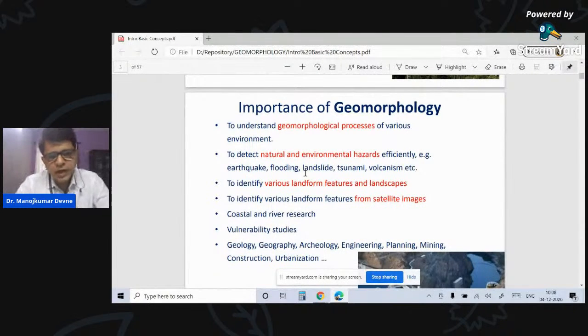I have various landform features and landscape. This is visual eye landscape. But many a time, what you see on your eye scale or human scale would not exactly represent what is happening. So that's why the latest technology used nowadays is satellite images, and we use satellite images extensively to identify various landforms.